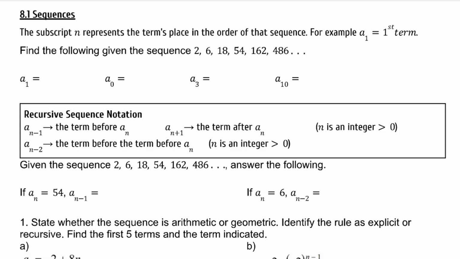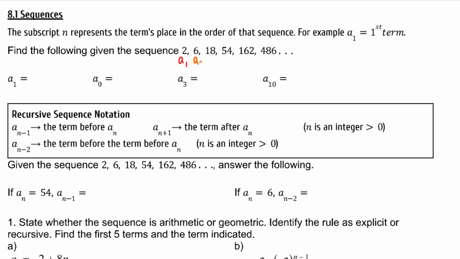For example, a sub 1 is the first term. Find the following given the sequence 2, 6, 18, 54, 162, 486, and so on. 2 is a sub 1, the first term that has been given. 6 is a sub 2. 18 is a sub 3. 54 is a sub 4, the fourth term. 162 is a sub 5, the fifth term. And 486 is a subscript 6, the sixth term.